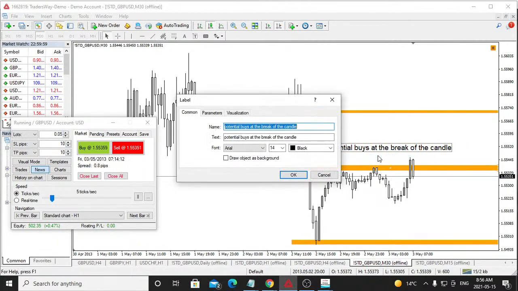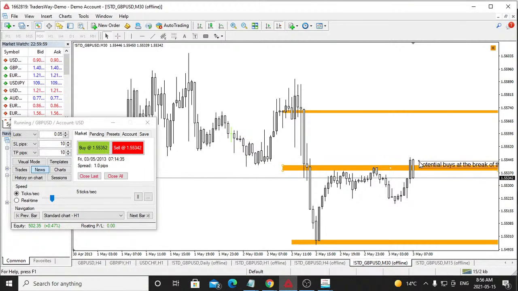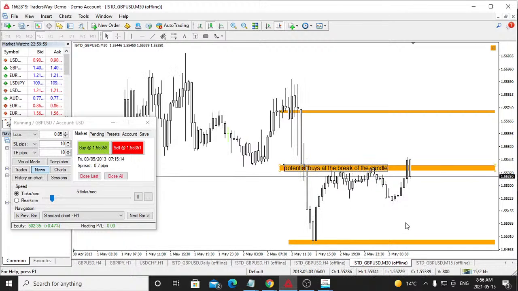Now also, yep, there we go. I'll just put this over here. Let's put this, yep, there we go. All right, potential buys at the break of the candle.